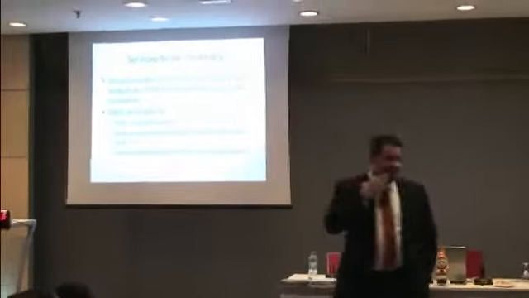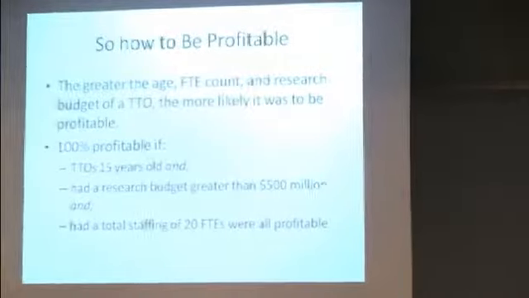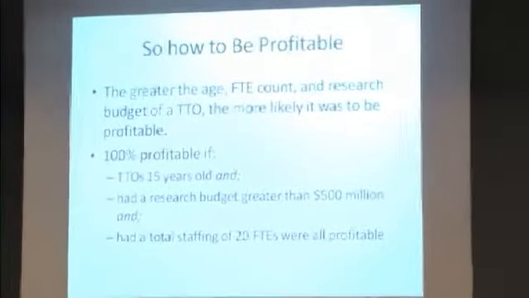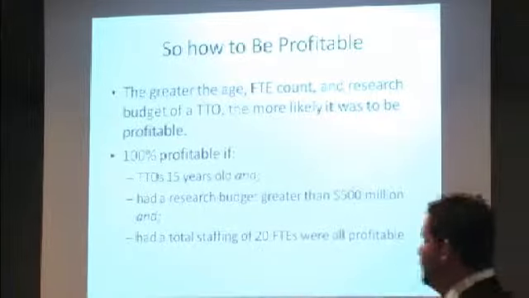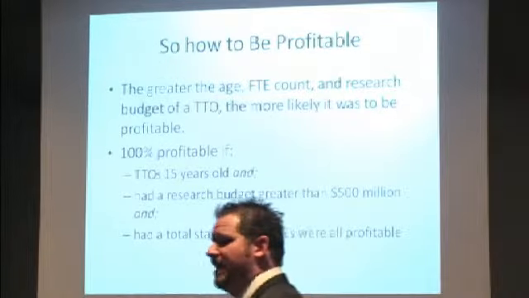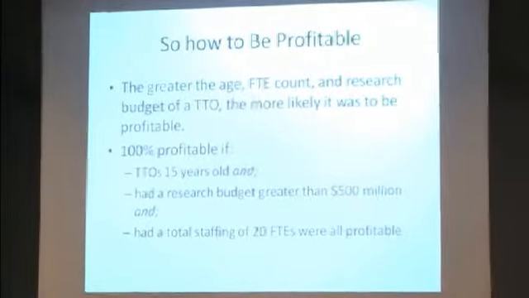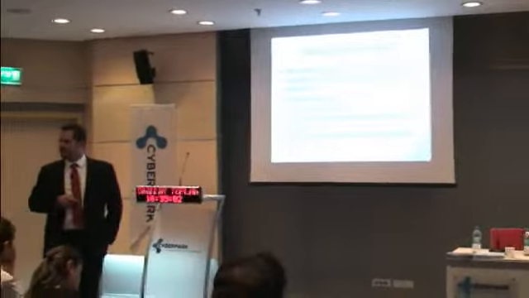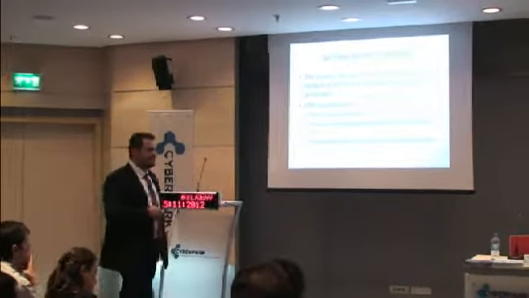So how do you be profitable? What's the characteristic of a profitable tech transfer office in a university environment? You can be 100% assured that you will be profitable if you're at least 15 years old in tech transfer operations, your institution has a research budget greater than $500 million a year, and you have a total staff of at least 20 full-time employees. In that case, you're almost 100% assured to be profitable. 20 FTEs per TTO. Correct.